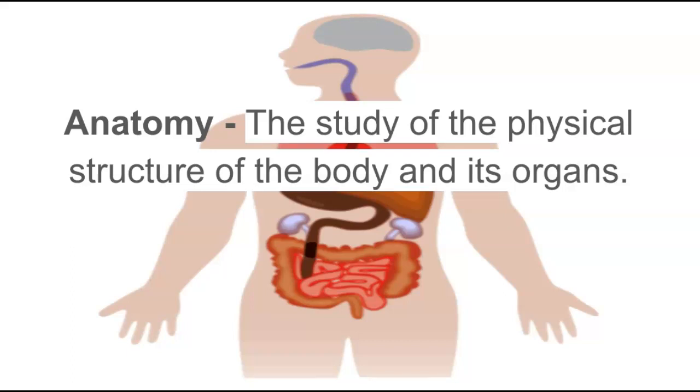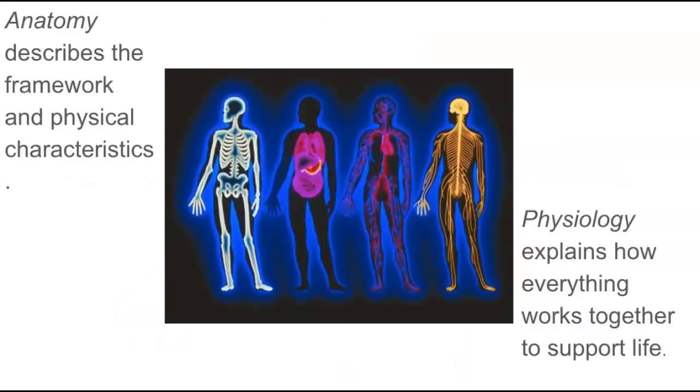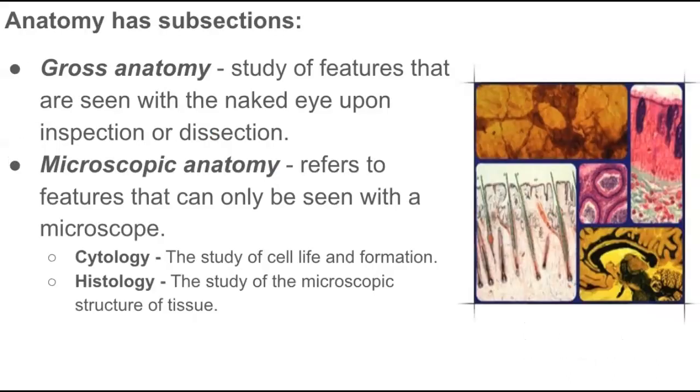Anatomy is the study of the physical structure of the body and its organs. Anatomy describes the framework and physical characteristics, but then there's physiology, which explains how everything works together to support life. Anatomy has subsections. There's gross anatomy and microscopic anatomy. So gross anatomy is the study of features that are seen with your eye. You don't need a microscope to see them upon inspection or dissection.